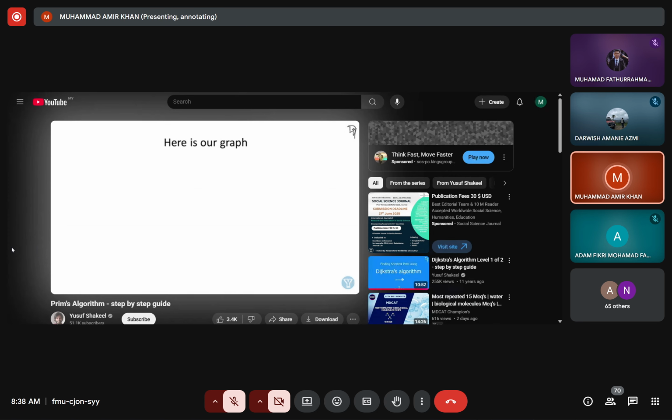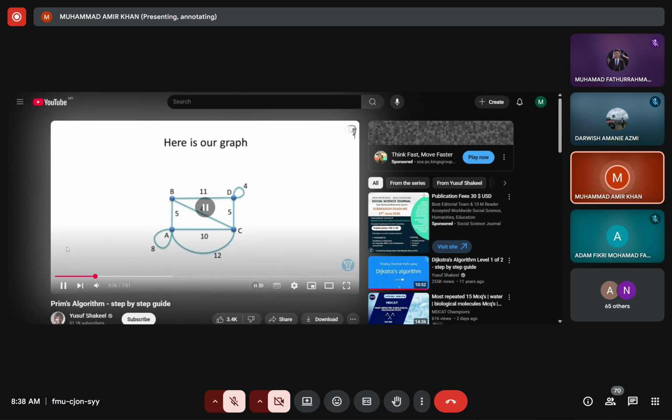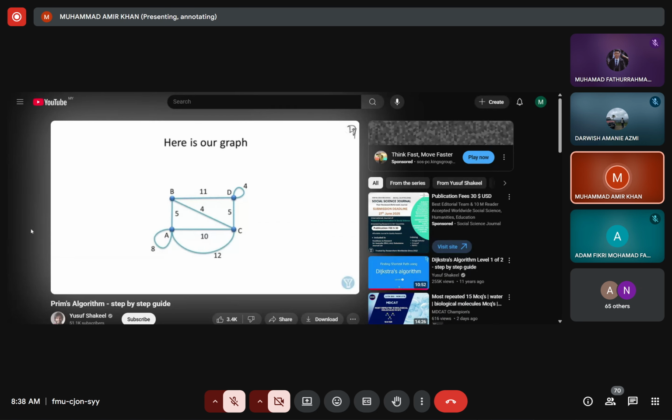Okay, let's start. Here's our graph. You will find a graph like this in your exam. There's a loop in the graph, and there is a redundant link, a duplicate link as well. So in this graph, we can find some loops, and we can find multiple links also.